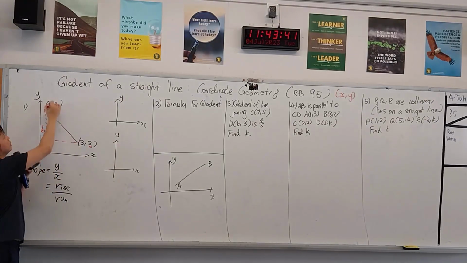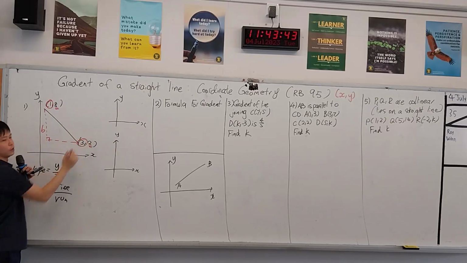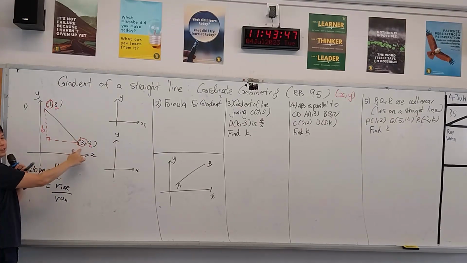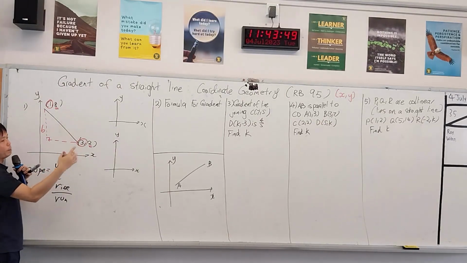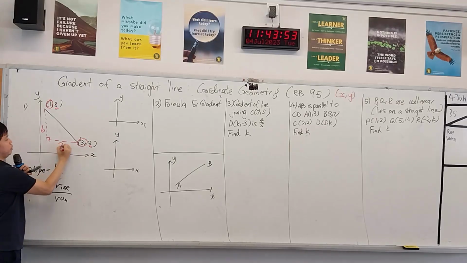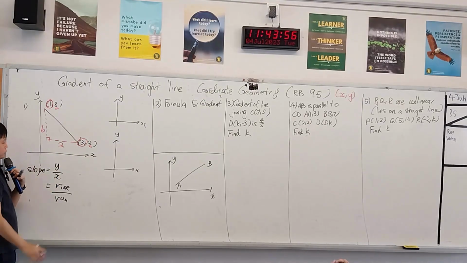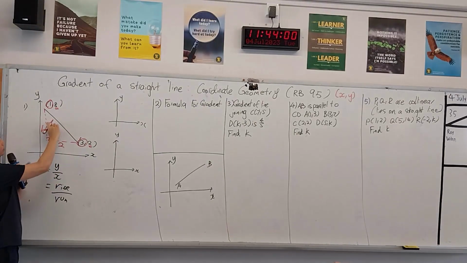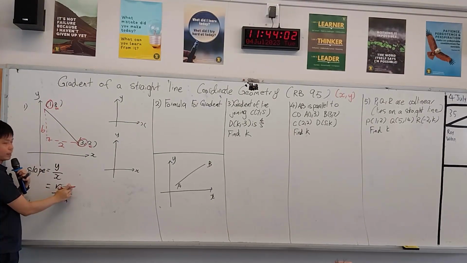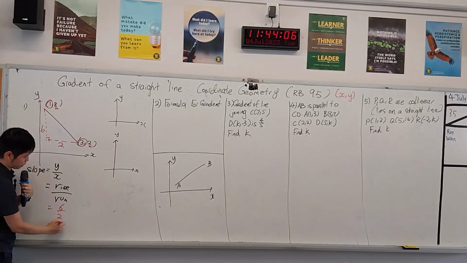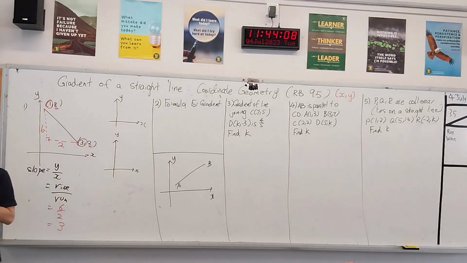What about your run? How long is the run? 3 minus 1, or 1 minus 3, doesn't matter. But you know how long this is? The absolute value here is 2. So we know that the slope is y over x, 6 over 2, or rise over run, 6 over 2, right? So what happens if I write the answer as 6 over 2? There's one big problem. What is the problem? 3 is not the answer, you will get it wrong.